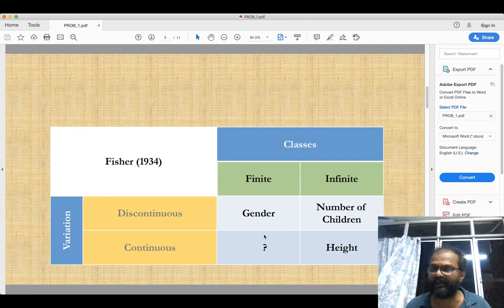Now the third category is continuous and infinite. A good case is height. There could be many heights possible, and it's continuous. It can be expressed in fractions. For example, 6 feet, 6.1 feet, 6.2. That's a classic case.